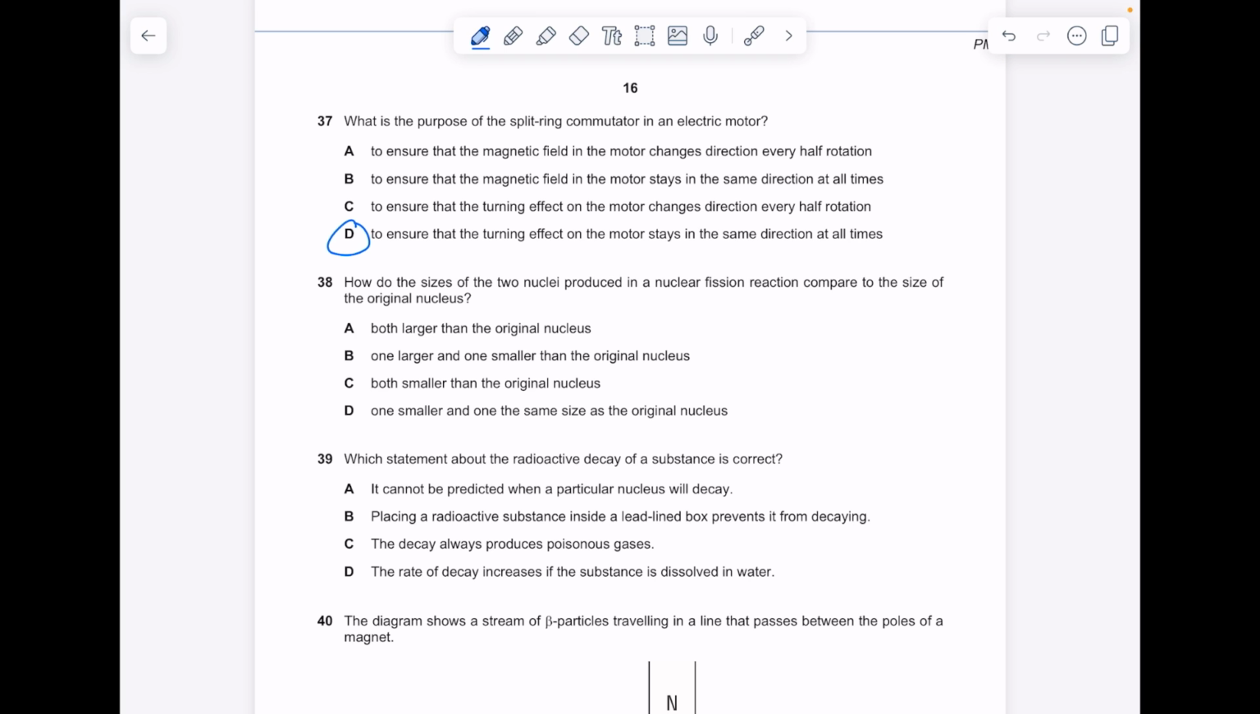How do the sizes of the two nuclei produced in a nuclear fission reaction compare to the size of the original nuclei? So we're producing two smaller daughter nuclei. So the answer here is C.